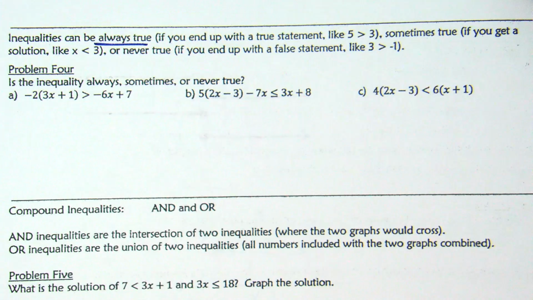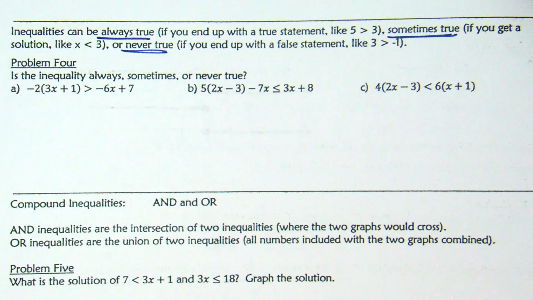Or never true. And never true is if you end up with a false statement. Now, I don't know if anyone's going to catch it, but that's not actually a false statement there. It's a typo, because it says if you end up with a false statement like 3 greater than negative 1. However, 3 is greater than negative 1. So if I tweak it a little bit, I'll make it negative 3. Negative 3 is not greater than negative 1. So that is an example of a false statement.